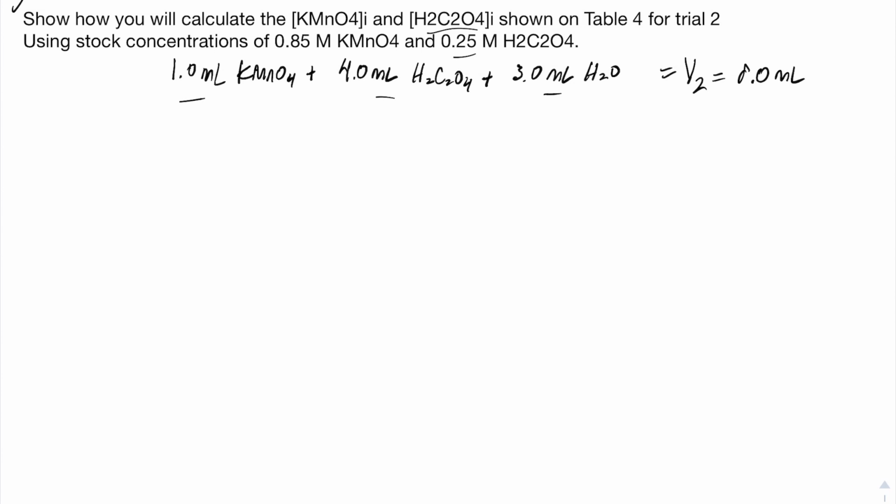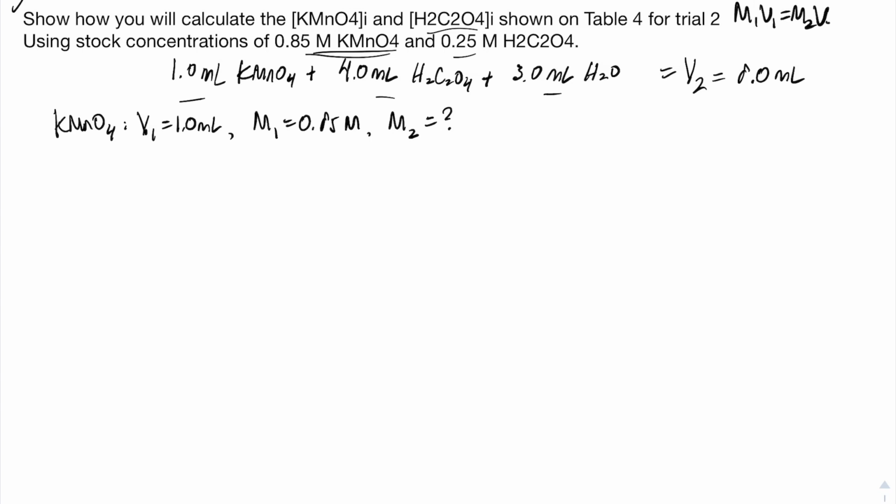Now if we do potassium permanganate, the volume initially is 1 milliliter. We know that the initial molarity from the stock solution is 0.85 molar. And what we want to do is find M2. We, of course, are using the dilution formula. The dilution formula is M1 V1 equals M2 V2. And so let's go ahead and solve that for M2. It's pretty easy.